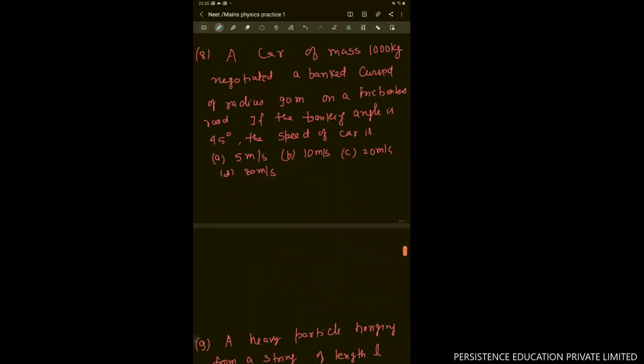Next, move to question number 8. A car of mass 1000 kg negotiated a banked curve of radius 90 meters on a frictionless road. The banking angle is 45 degrees. The speed of the car is. We know that for banking, tan theta is equal to V square upon RG. This is a first practice session, so I have taken a question which is formula based. At least you can revise those formulas and reattempt these questions.